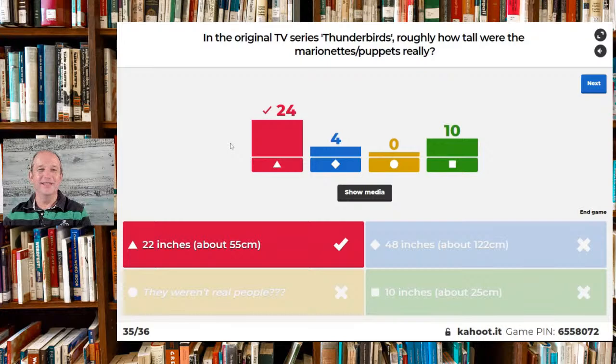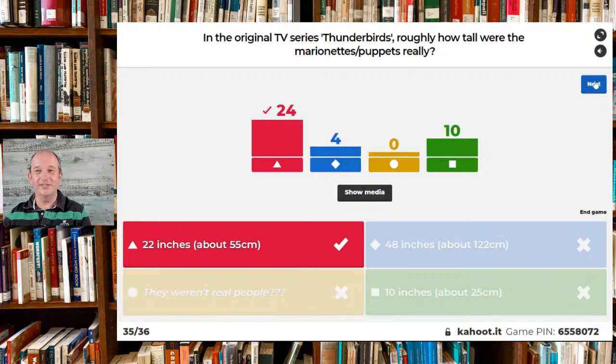Well done, Emma, you obviously got that one right. That's great. So yeah, 48 inches, that'd have been about 4 foot tall. That would have been a bit cumbersome, but well done everyone, 24 of you getting that one right. And let's see what that's done to the scoreboard before we get to the very, very last question of the quiz.